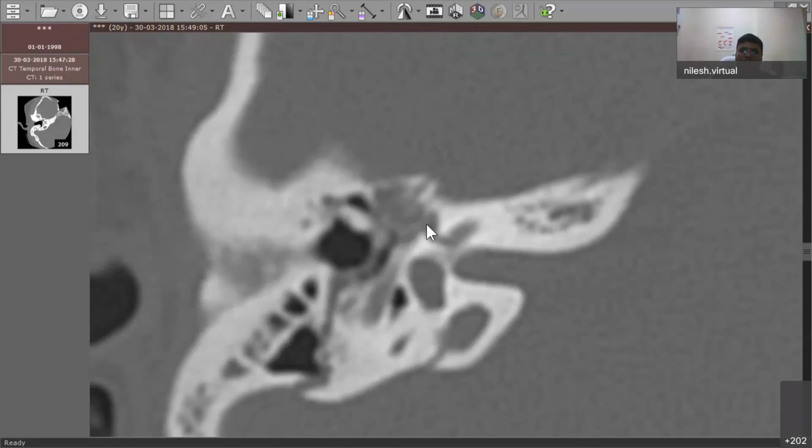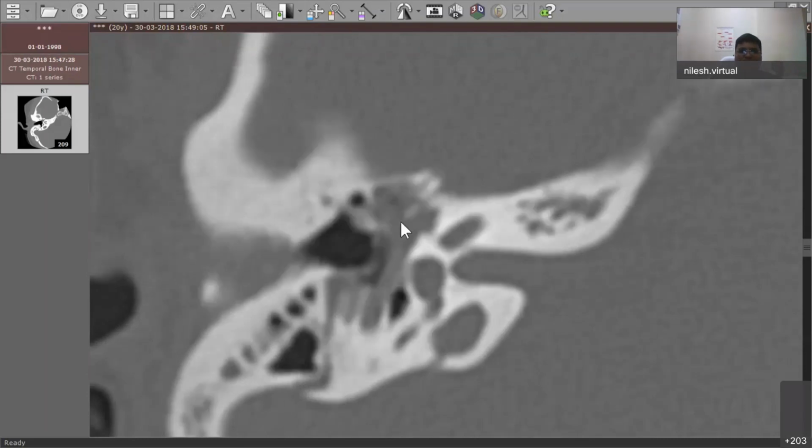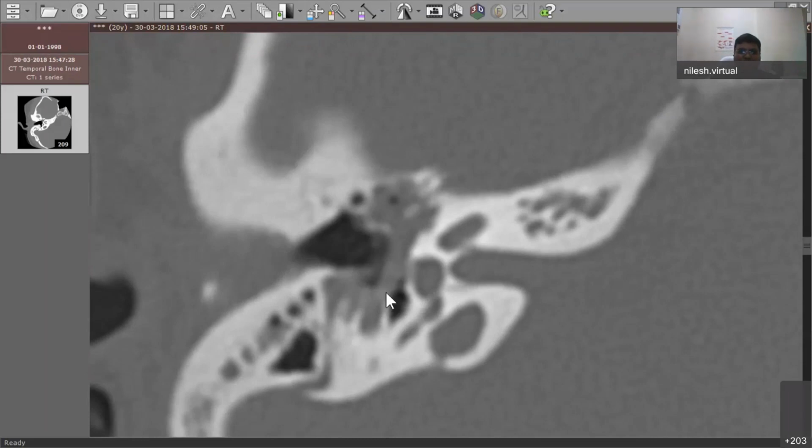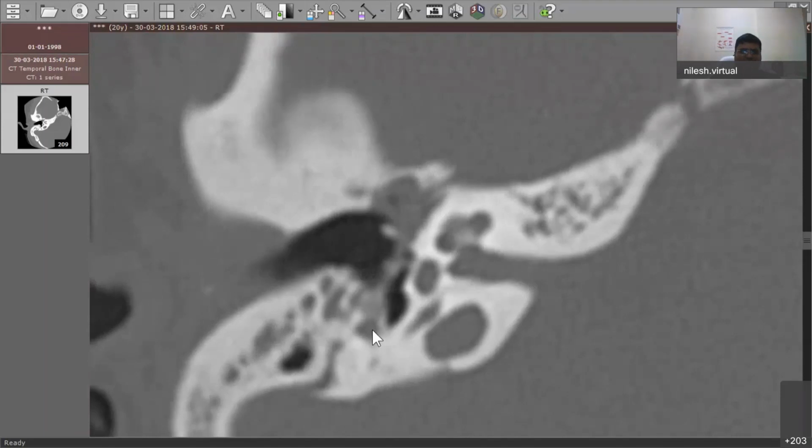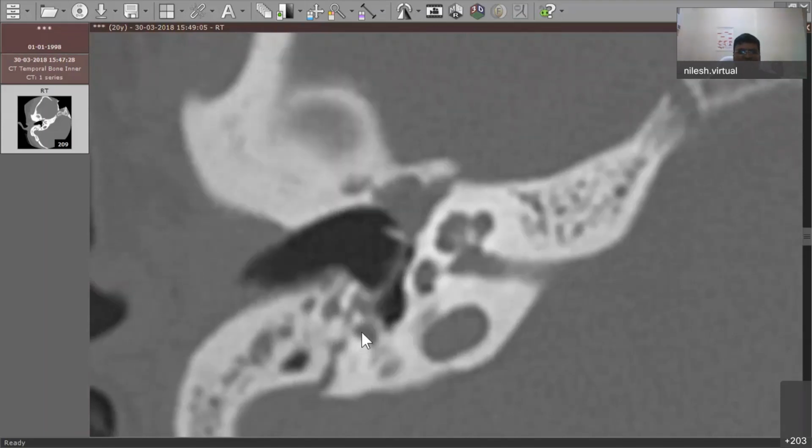Because of the injury there will be bleeding in this area, and these bony spicules will get impinged over the exposed part of the facial nerve. See here also you cannot see the proximal horizontal segment. Once you come distally, you are able to make out the distal horizontal segment of the facial nerve. Then you come down, and this is the second genu of the facial nerve.